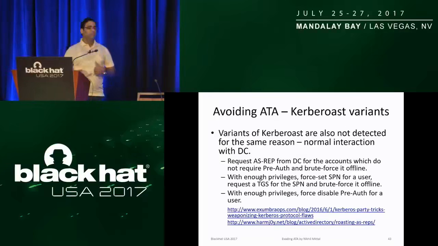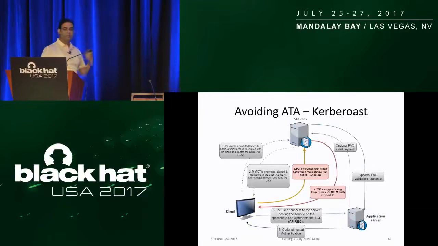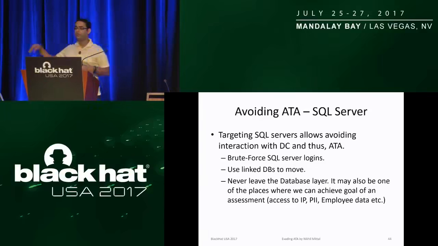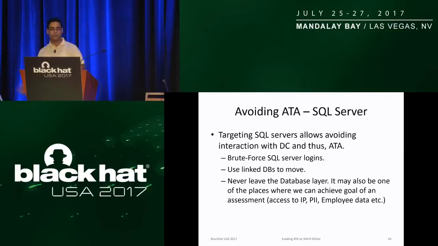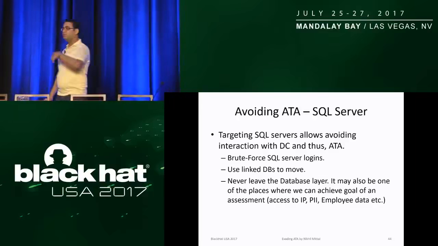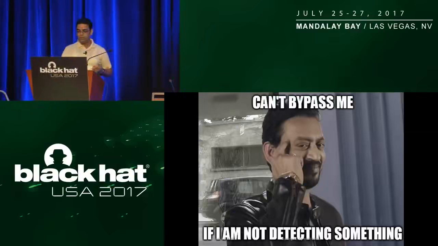Variants of Kerberoasting: if you go back here, you request an AS-REP, save it to the disk, brute force it offline, no detection. Force set an SPN on a user, request a TGS, save it to the disk, brute force offline, no detection. Why? Because we are not even talking to the domain controller, or if there is any talking, it's just requesting a Kerberos ticket. SQL servers: attack a SQL server, move across the database layer, and ATA is not even designed to catch these sort of attacks. So of course, no detection.